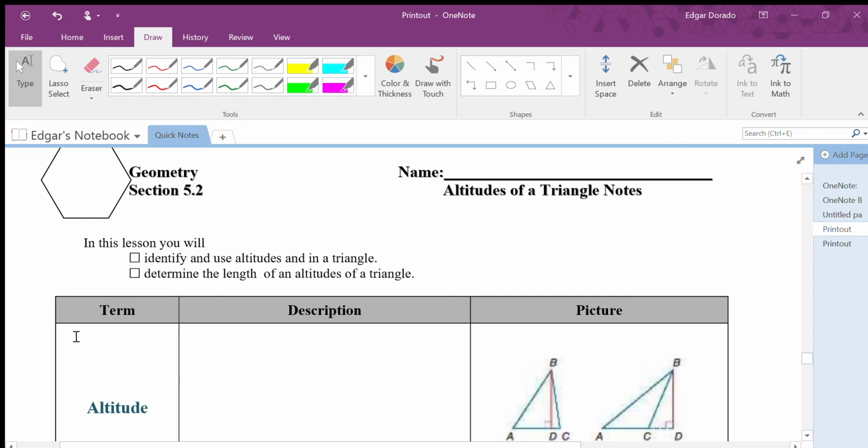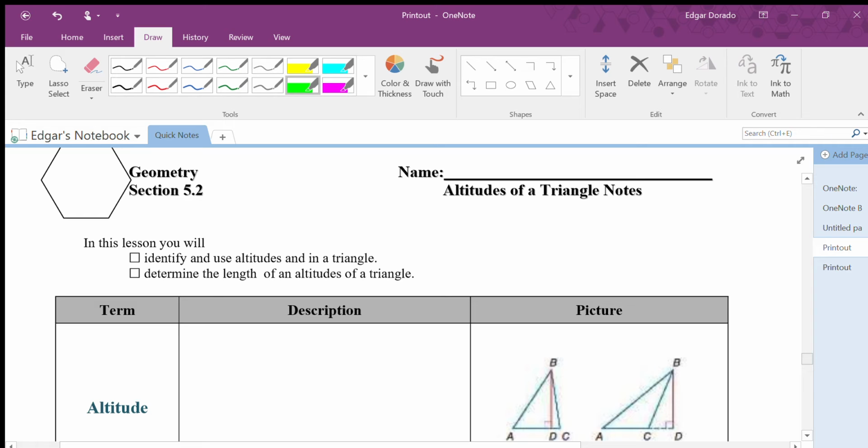Today we're going to go ahead and continue on with our chapter 4. And once again, just like last time's video when we talked about medians, it says 5.2. However, we're really still in chapter 4. Today we're talking about a very similar topic to medians, but with slight differences. They're completely different concepts, but they look very similar.